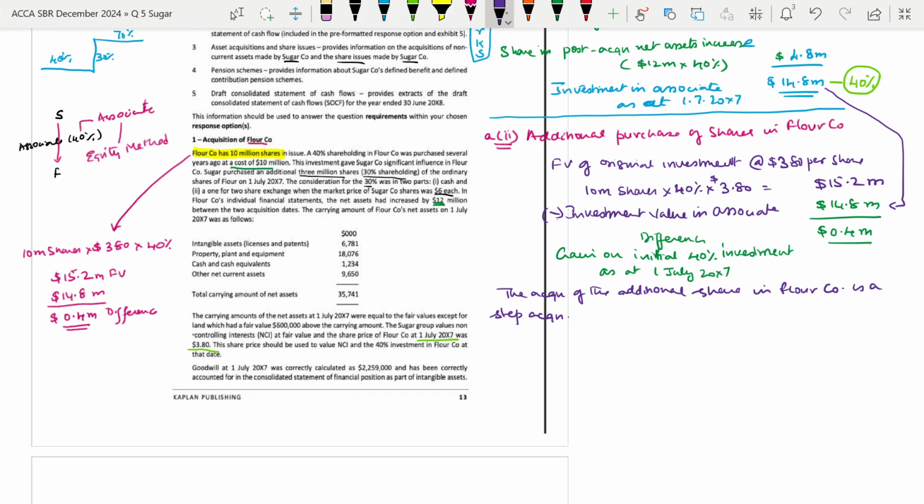We have to treat the original 40% as disposed. If we dispose of it, what will happen? The original 40% equity interest is treated as disposed, which means sold, at fair value. What is the fair value? 3.8. Where we have to show it, make it clear.